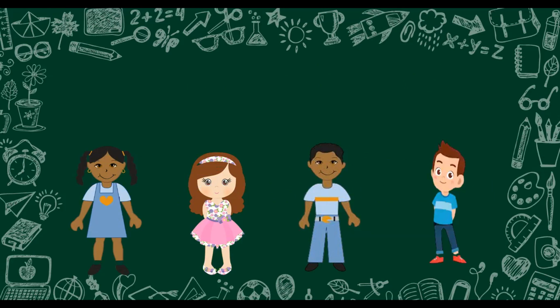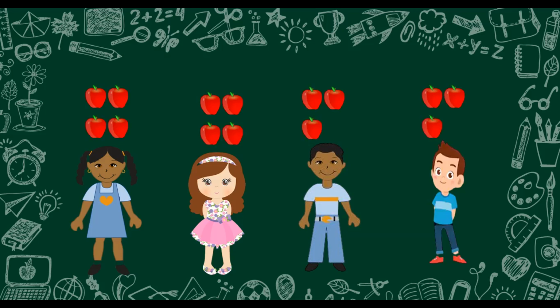Let's say we have 4 friends and 16 apples, and we want to share the apples equally among our 4 friends. We would give each friend 1 apple until the apples are shared equally. As you can see, 16 divided by 4 is equal to 4. So of the 16 apples, each of our friends can get 4 apples.